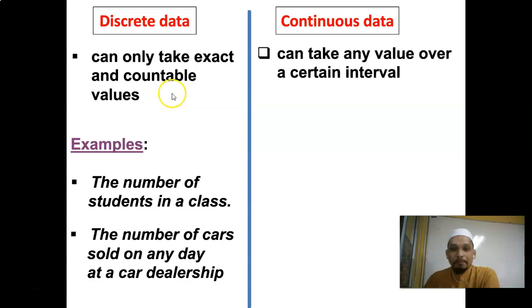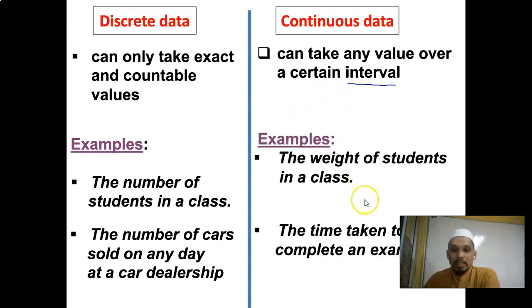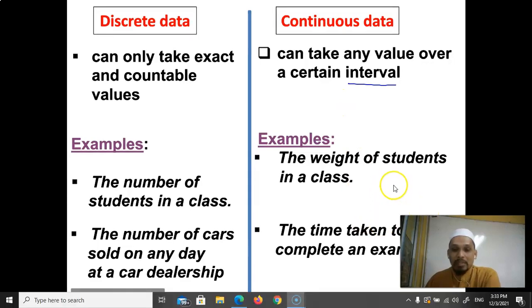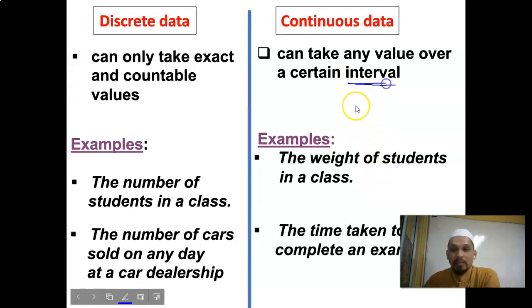For continuous, you can take any value over a certain interval. Okay, the weight of students in the class and time taken to complete an examination. So the weight of students might be 70.35 kilogram, 60.25 kilogram, and you name it, as long as it's in an interval. Just like an interval, between 2 and 3, there are values of, let's say, 2.35 or 2.89.